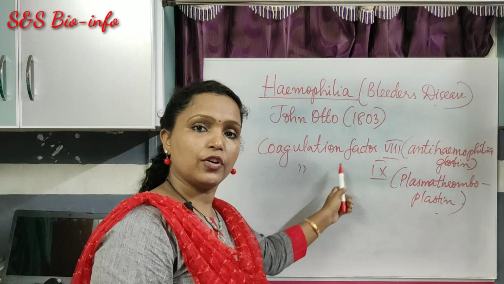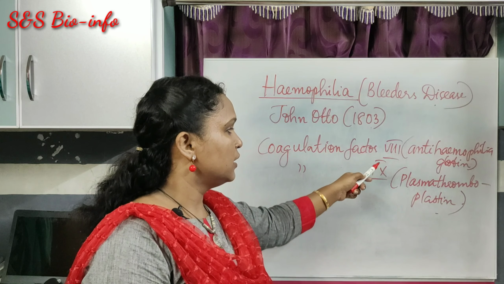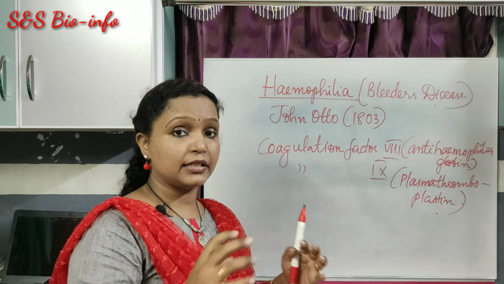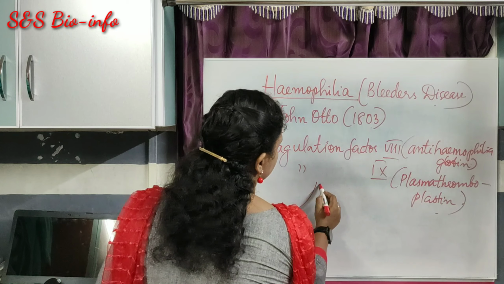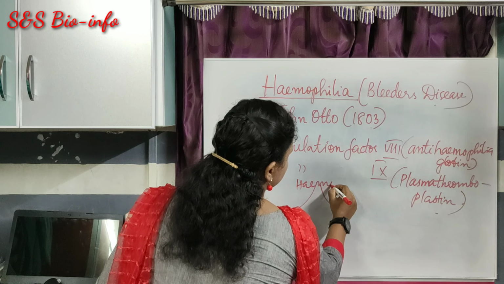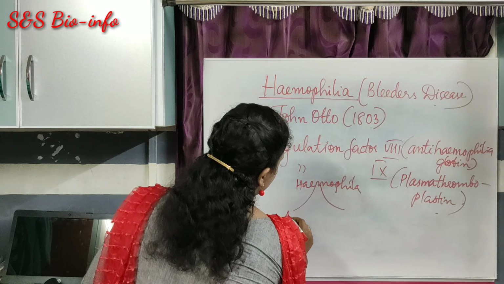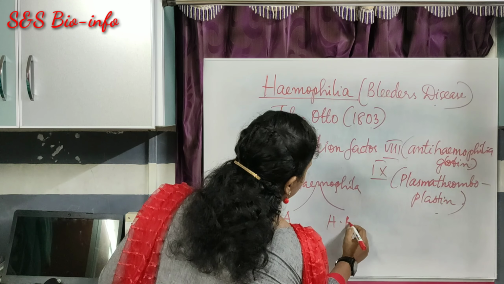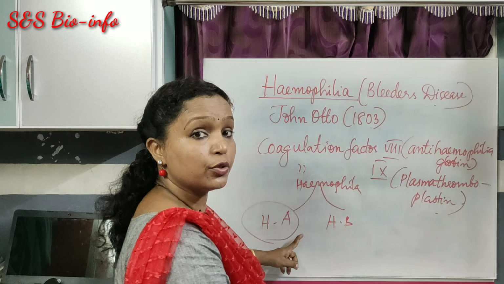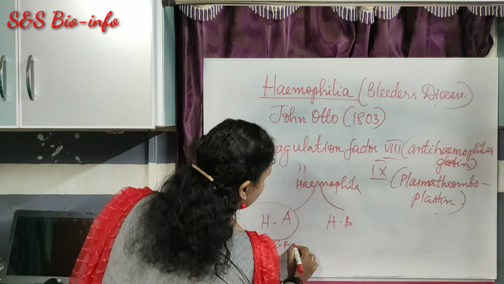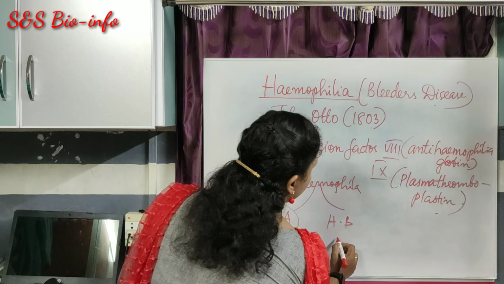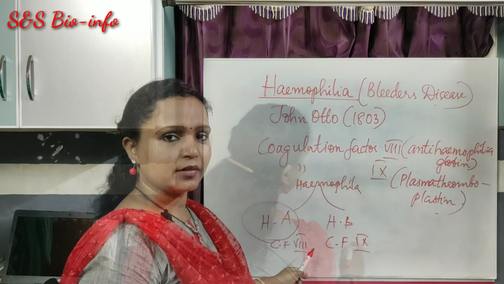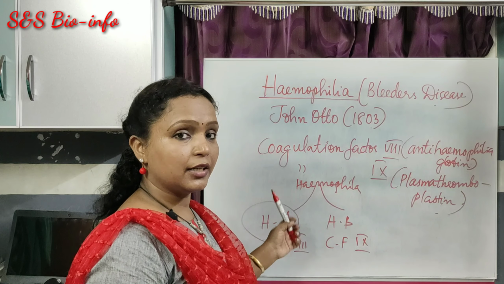Depending upon the deficiency of these coagulation factors, this disease is categorized as hemophilia A and hemophilia B. Hemophilia A occurs due to the deficiency of clotting factor 8, while hemophilia B occurs due to the deficiency of clotting factor 9. Did you get the difference between hemophilia A and hemophilia B?